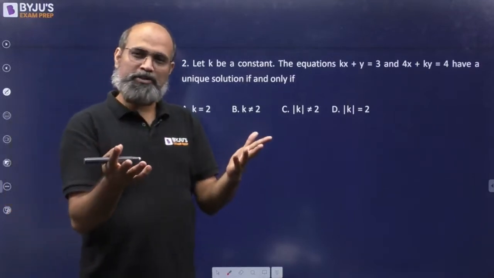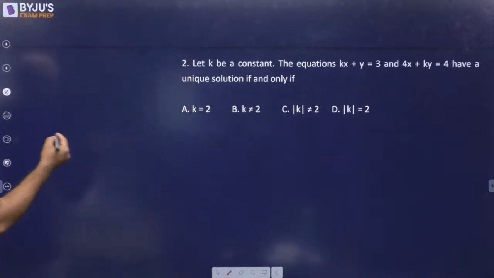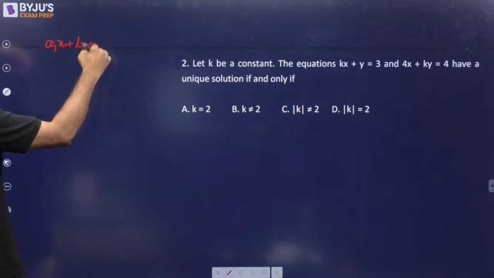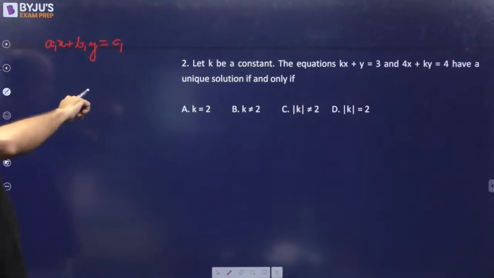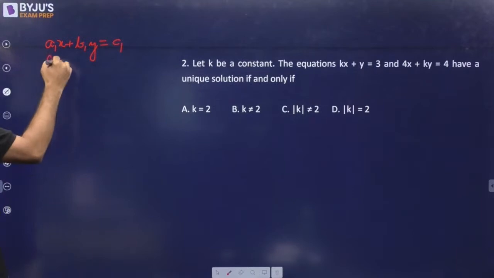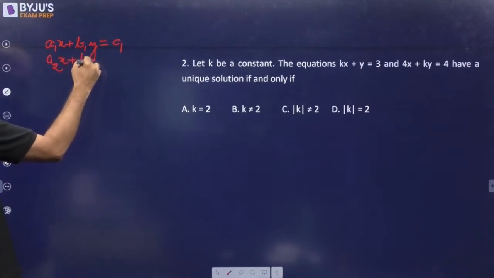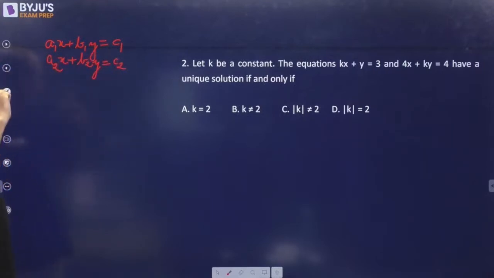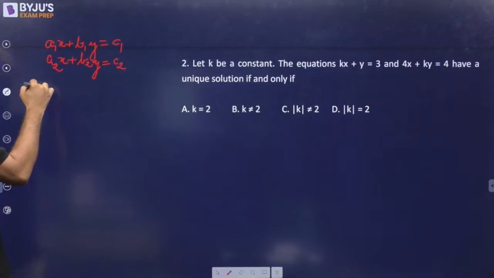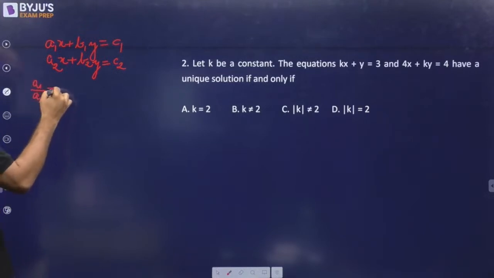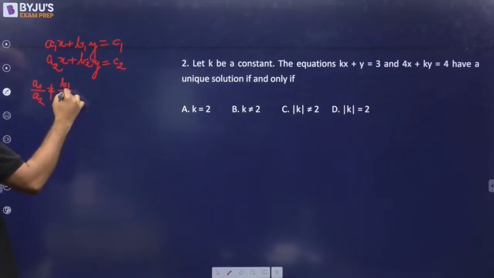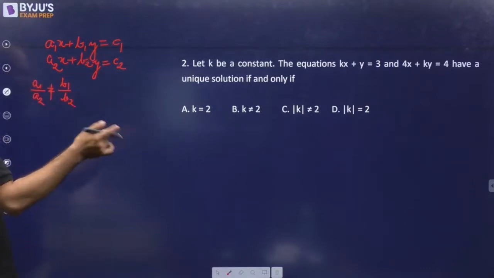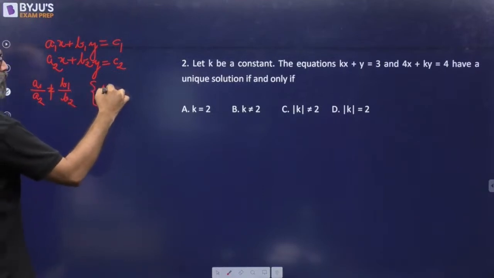So I will write down the condition for everything, okay, all the cases. So if you have a1x plus b1y is equal to c1, this is the first linear equation in two variables. And if you have then a2x plus b2y is equal to c2, this is the second linear equation in the same two variables. Then if a1 upon a2 is not equal to b1 upon b2, if it is further equal to c1 upon c2 or not, doesn't matter. This is the condition which gives you unique solution.